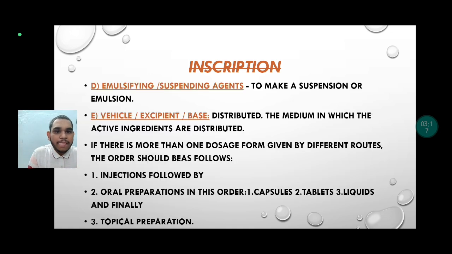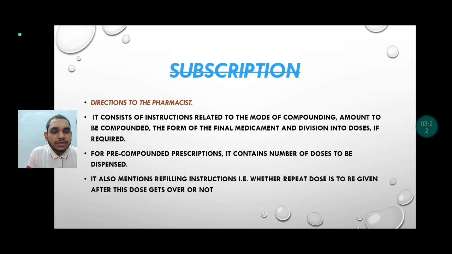Then the emulsifying agent and vehicle. Now the subscription. Subscription is a direction to the pharmacist. It consists of the instructions related to the mode of compounding, the amount to be compounded, the form of the final medicament, and the division into doses if required. For a pre-compounded prescription, it contains the number of doses to be dispensed. It also mentions refilling instructions, that is, whether the dose is to be repeated after the dose is over or not.